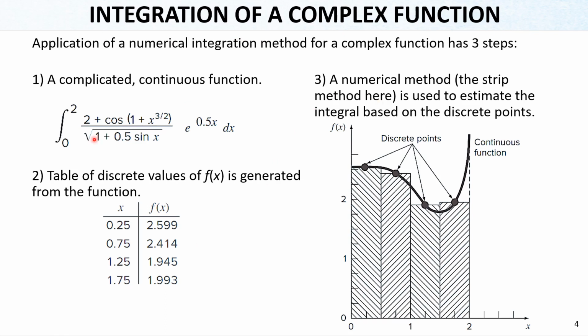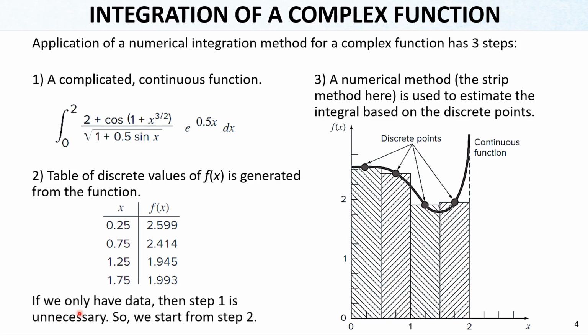And if we don't have the function, maybe we only have the data, then we use that data to get the integration. So if we only have the data, then step 1 is unnecessary, just use steps 2 and 3. But if you have a function, create the data first, then create the plots, and take the integration by summing the area under the curve with these strips.